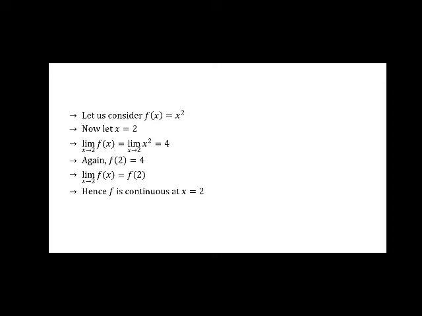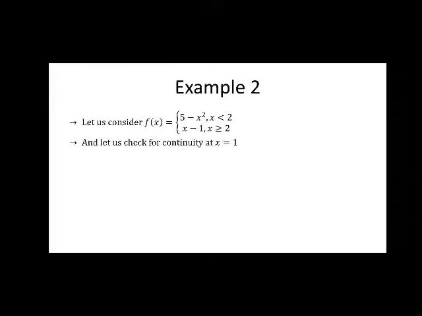Now let us move to the next example, the other function that we took, that is f(x) equals 5 minus x square when x is less than 2, and x minus 1 when x is greater than or equal to 2. Let us take one point, x equals 1, and check the continuity at x equals 1.